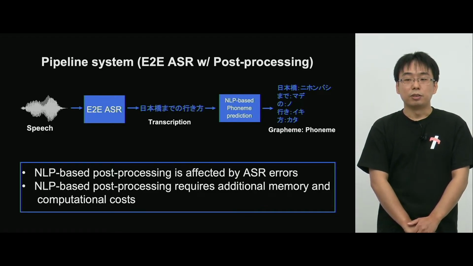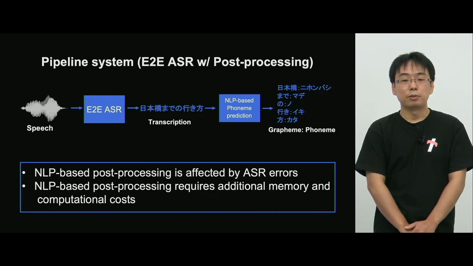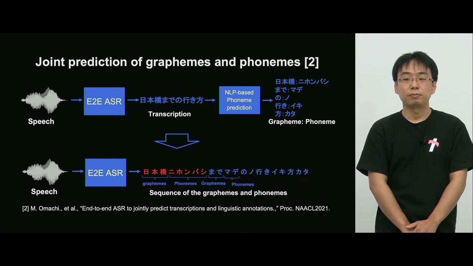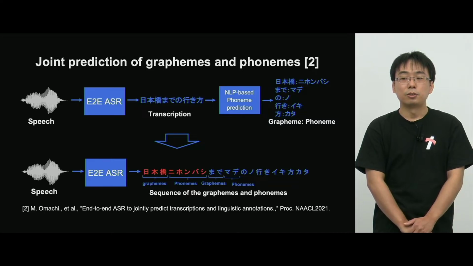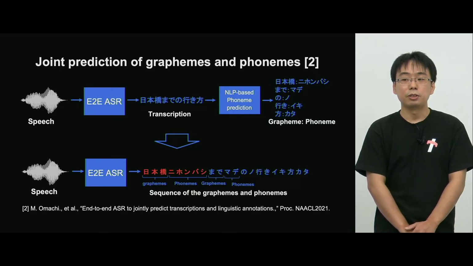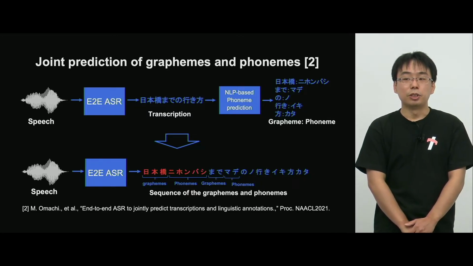However, there are two issues with this. First, if there is an error in speech recognition, you fail to infer the reading and come up with the wrong reading of the text. And in order to run natural language processing, more resources will be required. Therefore, if you want to run it on an edge device, it's not desirable. So we proposed a framework of inferring both notation and reading for E2E speech recognition.